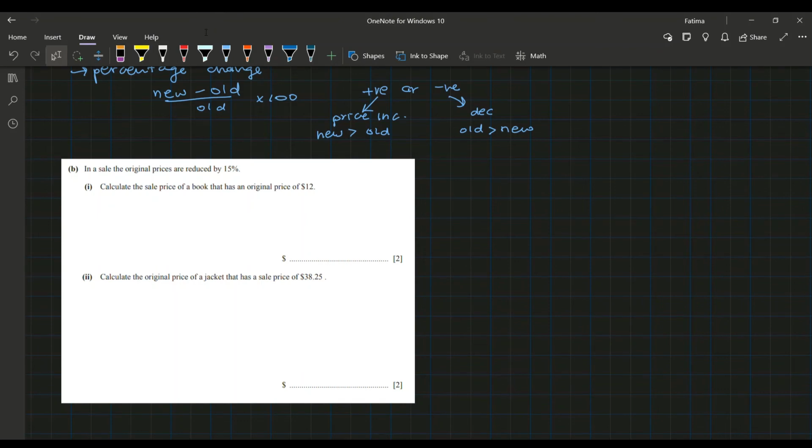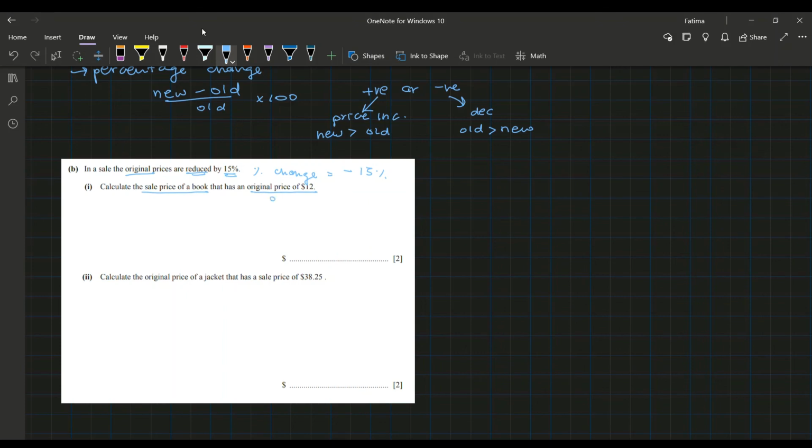This question here is from Summer 20, question paper 42. It's question number 1, part B1 and B2. So I've actually uploaded the solution for this question previously, but I'll be using this question to explain this concept. So in this question, we were told that in a sale, the original prices are reduced by 15%. So over here, our percentage change should be negative 15% because it's a reduction in price. Now we have to calculate the sale price of a book that has an original price of $12.